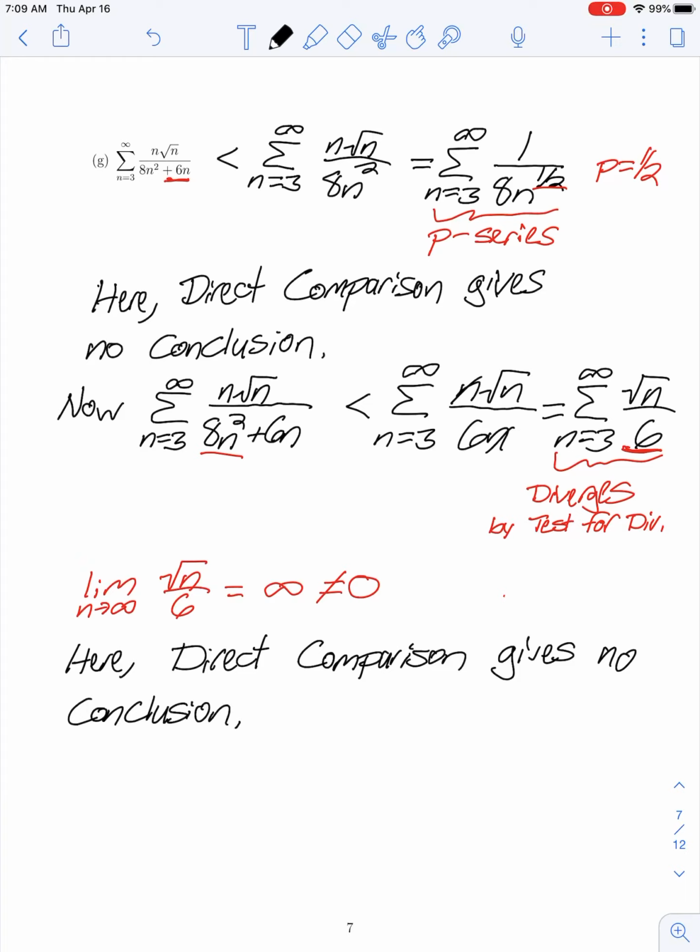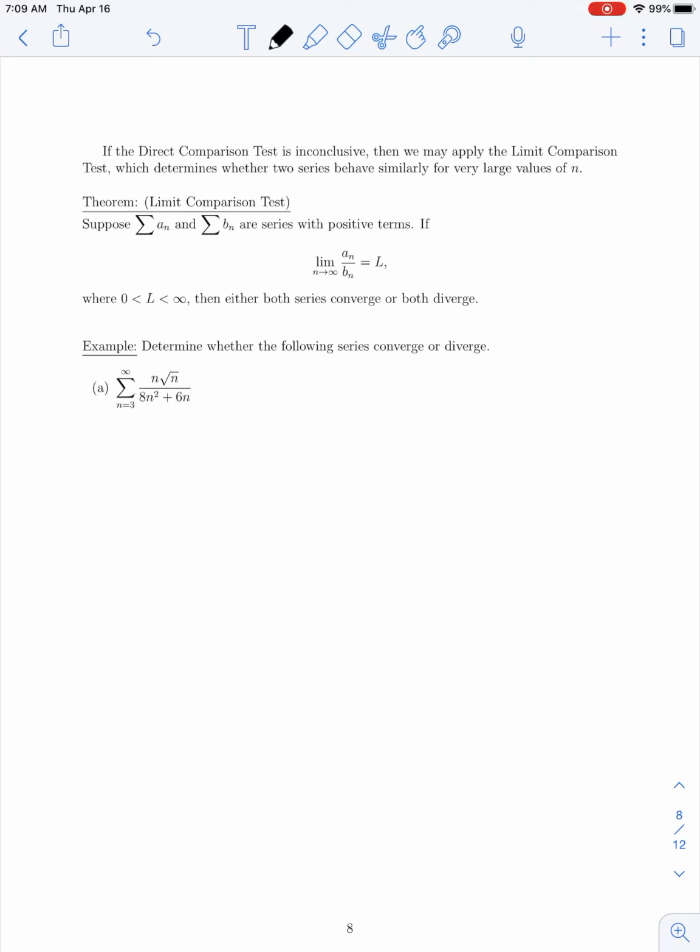So in this last example, part G, we're seeing that we have no conclusion. If we're trying to apply the direct comparison, we don't have the correct direction for our inequality. So there are some series like this one where the direct comparison test cannot be used for convergence or divergence, but there is another test which we'll discuss in this section, which can be used to determine convergence or divergence for such series.